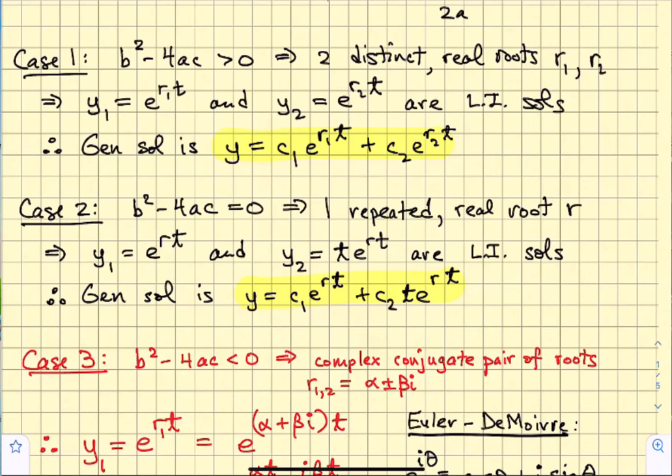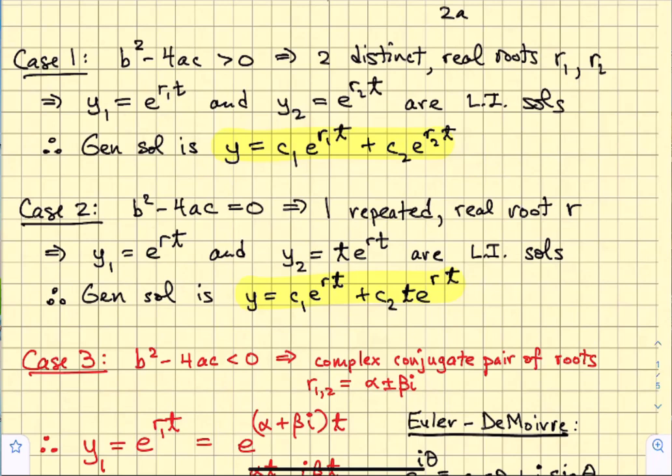And remember what general solution means. When we write this as a general solution, it means every possible solution to that differential equation in the universe is covered by this. We haven't missed any. We have found them all. We said the general solution would be c1 e to the rt plus c2 t e to the rt in case 2. Okay, so that brings us today to case 3.